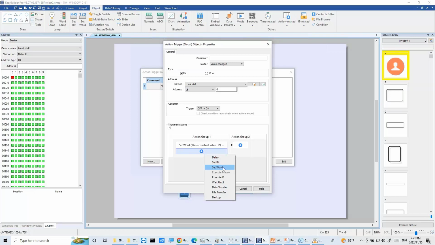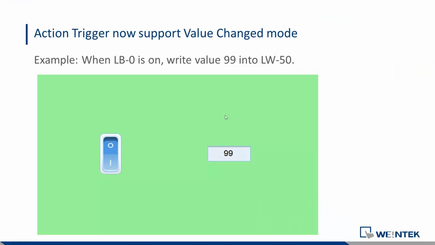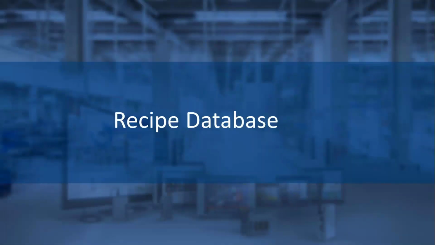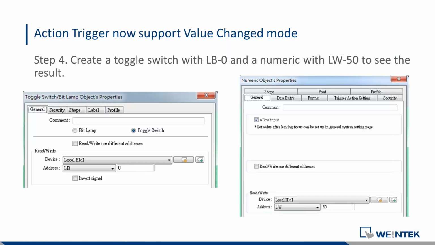Right? For example, you want to change the bit or word address. You want to execute maybe a JavaScript. Maybe you want to do a data transfer, file transfer, or backup. Or you can do them all when there's an address whose value is changed. All right, so this is the action trigger with value change mode, right? This is about the action trigger here. Because this part should be quite simple, right? So let's move on to the next part.